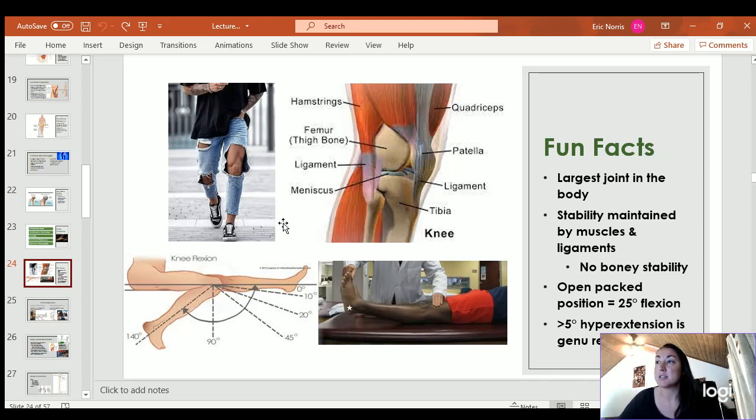Its stability is maintained by muscles and ligaments, so there's not like a true connection between the bones. Of course, you have the ligaments there, but most of the support comes from the muscles, ligaments, and tendons surrounding it. There's not bony stability.